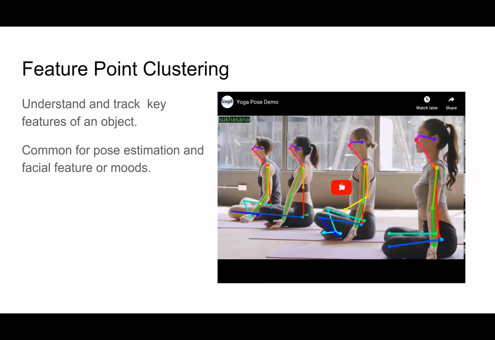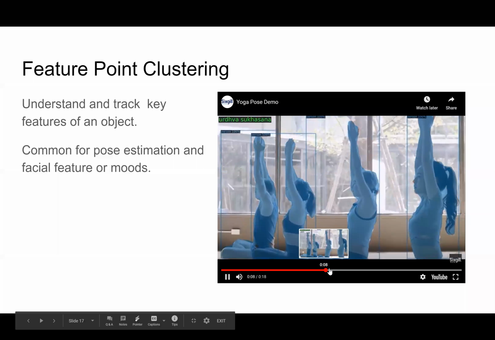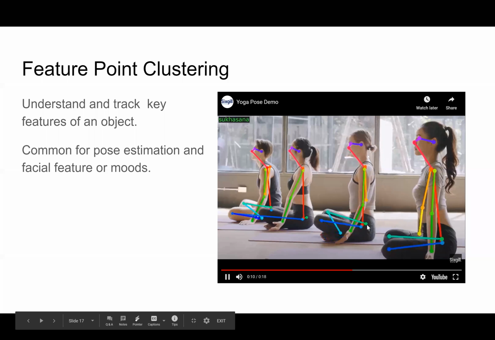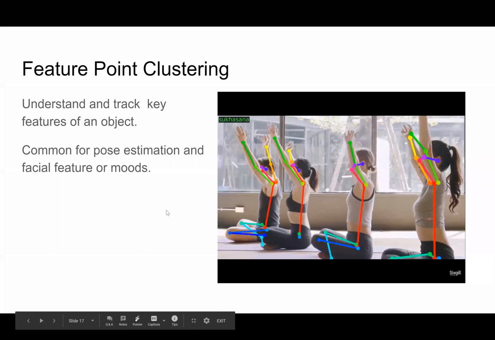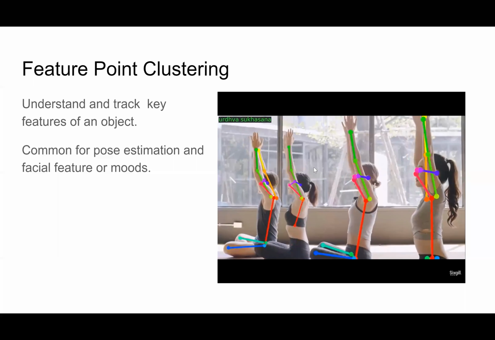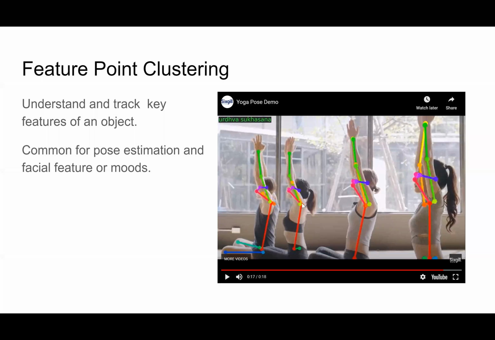Feature point clustering. You might have seen examples like this, where you can do pose estimation or facial mood prediction, like if someone's angry or happy. Often it uses something called a feature point. So you can see these little dots. It's measuring, hey, this is where the hand is, this is where the elbow is, and then you train a model on all these different points. In this case, it's yoga, and it's predicting what pose they're in.